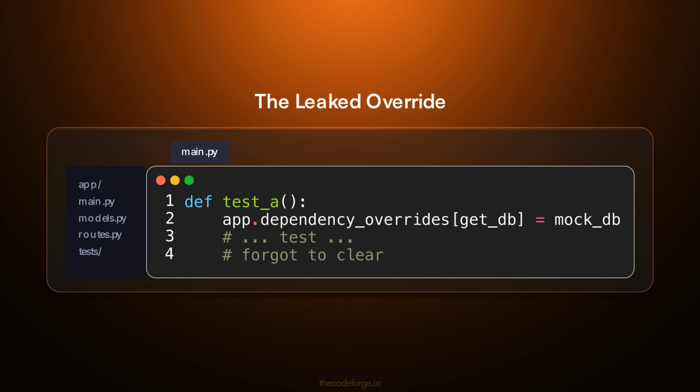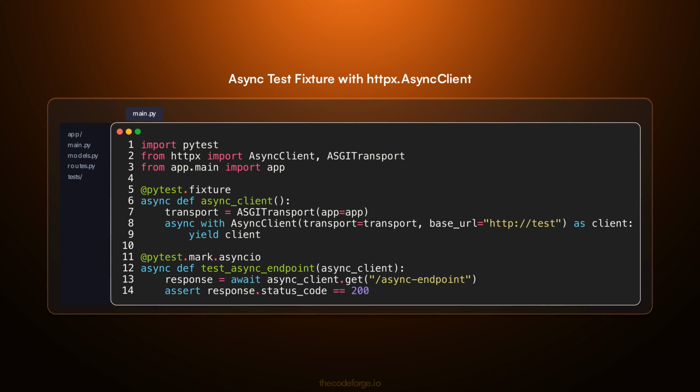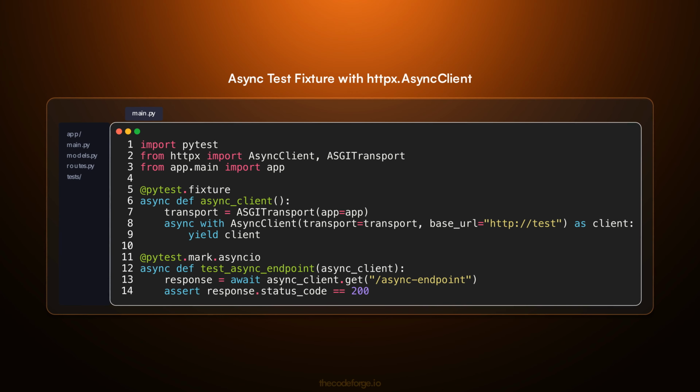to the real database. The article mentions async testing but doesn't show a reusable fixture. Use httpx AsyncClient with ASGI transport to test async endpoints, streaming, and background tasks. This fixture ensures proper lifecycle and teardown.